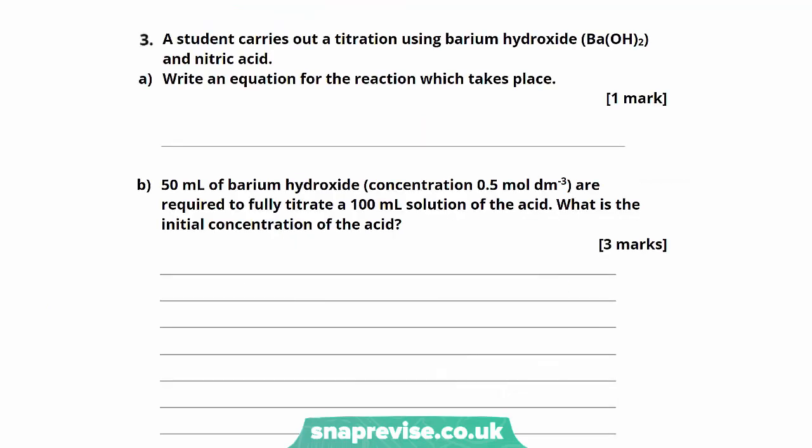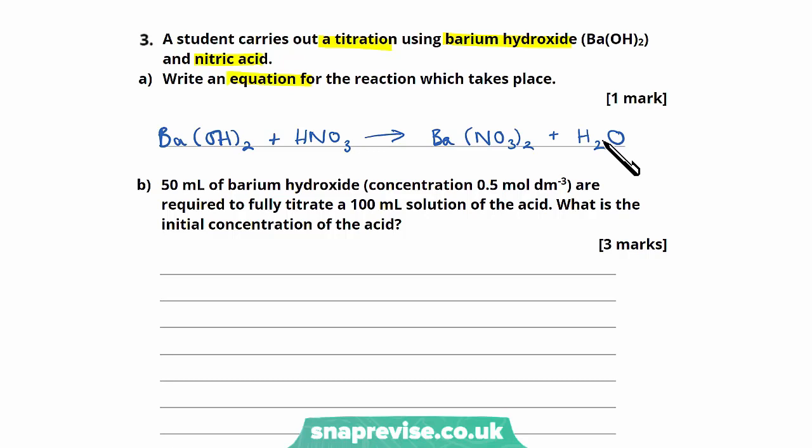Question 3. A student carries out the titration using barium hydroxide and nitric acid. In part A, we're asked to write an equation for the reaction taking place. So we know our two reactants are barium hydroxide and nitric acid. Now we're going to form salt and water, our salt being barium nitrate.